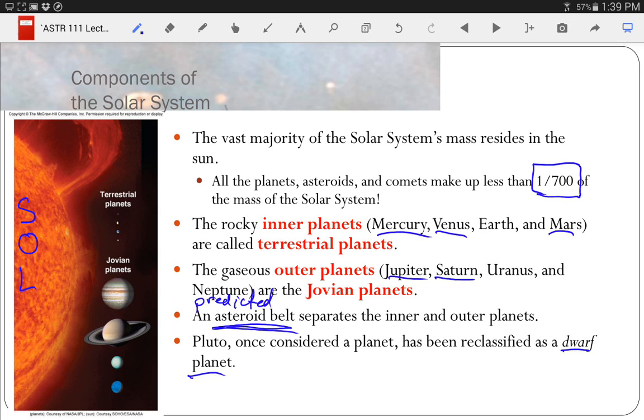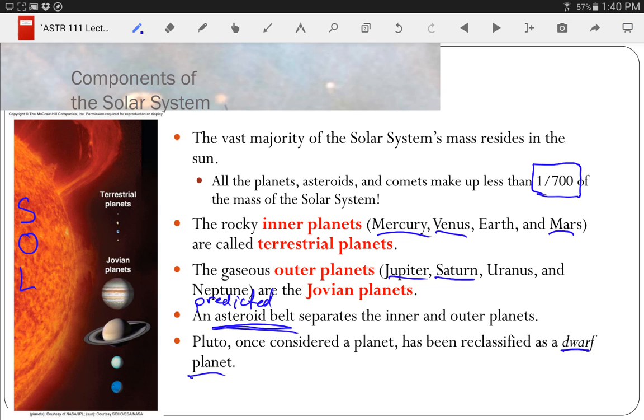Anyway, the other dwarf planets have Hawaiian names. Well, Quaoar is not a dwarf planet, but Quaoar is actually an Aztec name. And then Makemake and Haumea are Hawaiian gods.